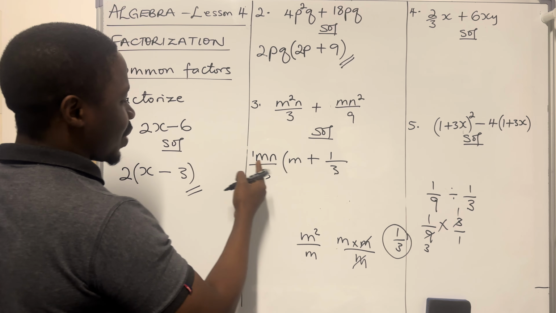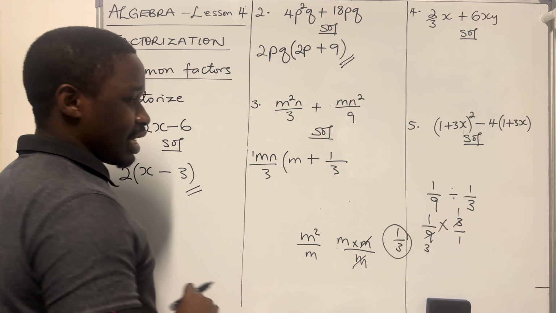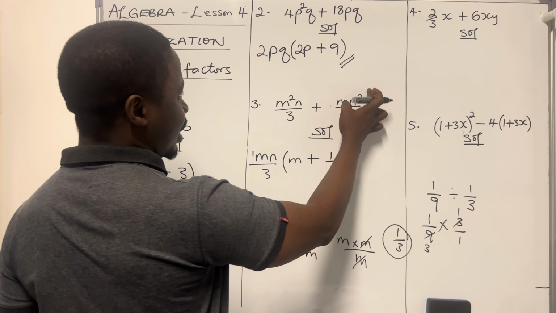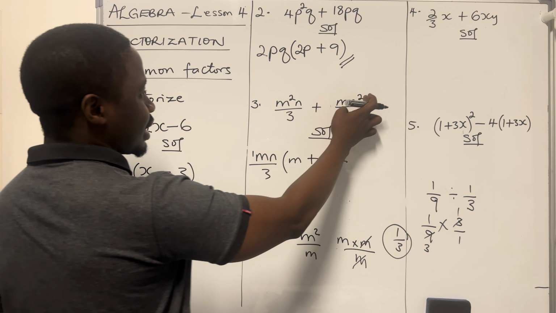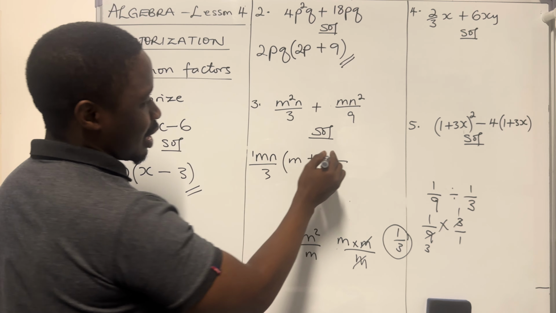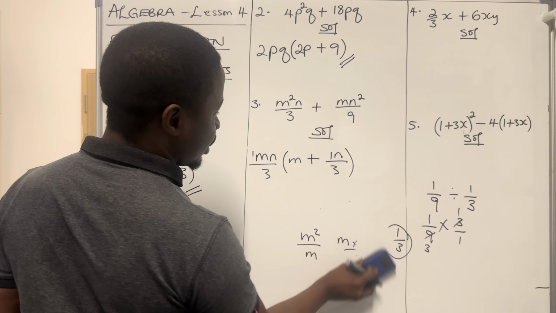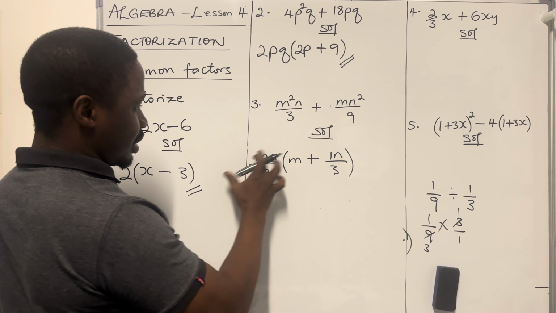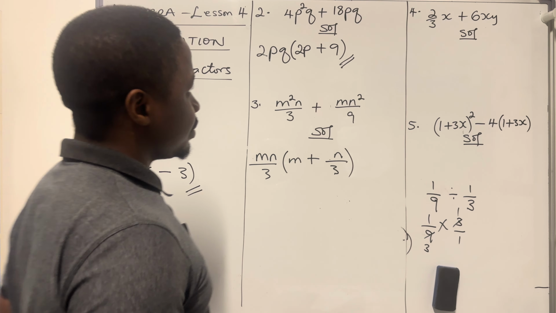So how about m? M is single, takes away the single m. There will be no m remaining. N with a power of 1, n with a power of 2. So it means there are two n's. This n takes away one n. There will remain one n. Okay, so this is what we have again for this case. The 1 is not necessary because 1n is only n.